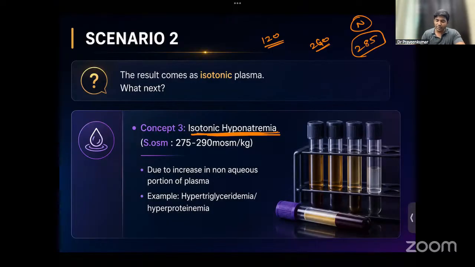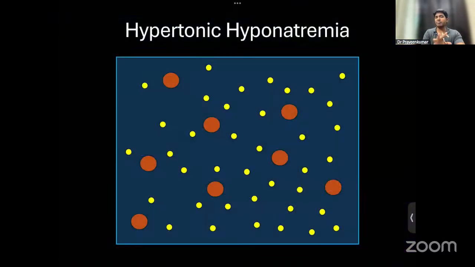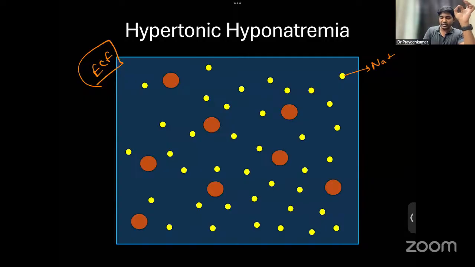Okay, so now I'll try to pictorially represent something so that you get to understand. This is the extracellular fluid compartment. This entire rectangle is going to be your extracellular fluid compartment. And all the little yellow things are going to be sodium. And what are these orange things? These orange things are all proteins.